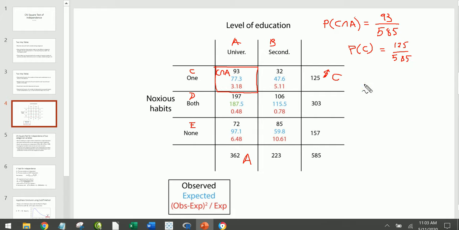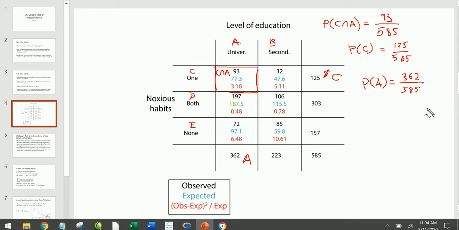And the final piece that we need here: what's the probability that I put my hand into this box and I select a subject that has level of education university, essentially not caring about the noxious habit? So essentially I'm asking, what's the probability of A? And we see that 362 subjects had level of education university, and that's it. We didn't care about their noxious habit. So the probability would be 362 over 585.